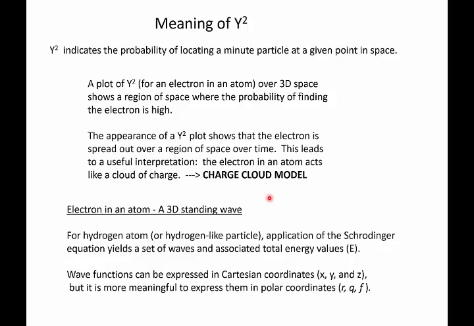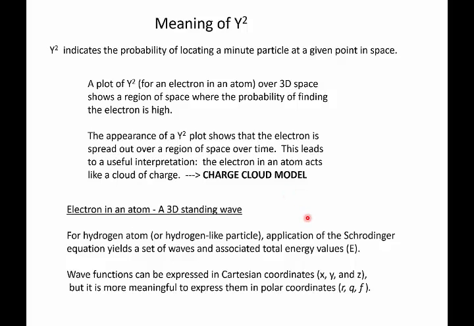Now the electron in an atom is depicted by a three-dimensional standing wave. For the hydrogen atom, or a hydrogen-like particle, and by that I mean a particle with a positively charged nucleus and only one electron outside it. For example, a helium plus one ion would be a hydrogen-like particle. It has a positive nucleus and one electron outside it.